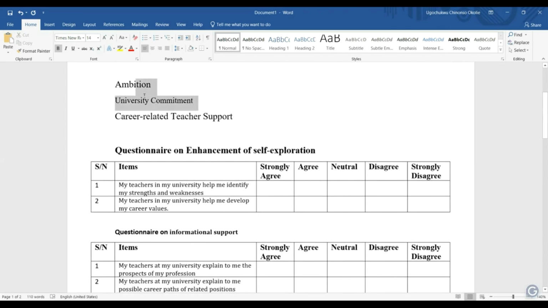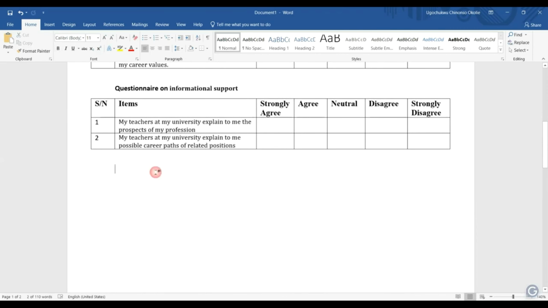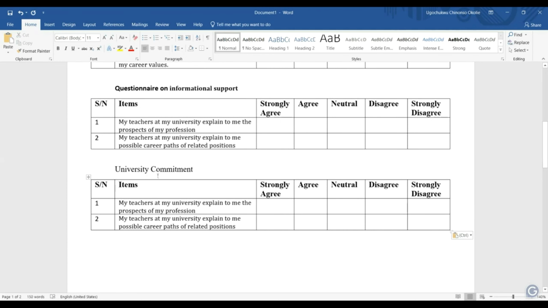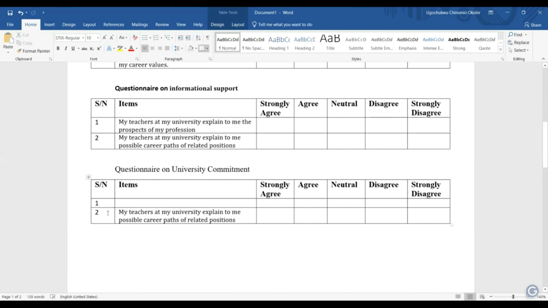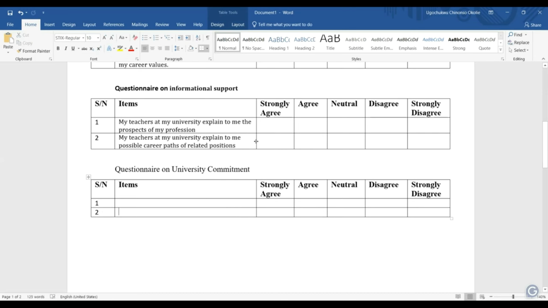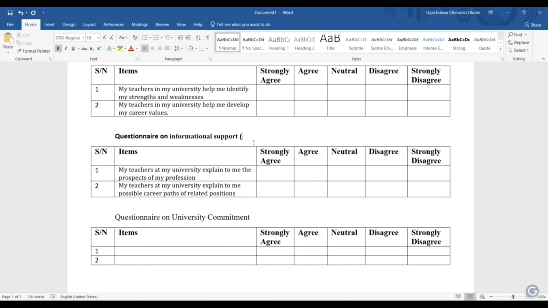Let's say I also want to talk about university commitment. So I can pull this. Let's say one of my variables here, for example, is university commitment. Okay, so I'm going to have a questionnaire on university commitment. So I'm going to remove these ones, and that one. And when you adopt, you try to explain where you get that: Zhang et al.